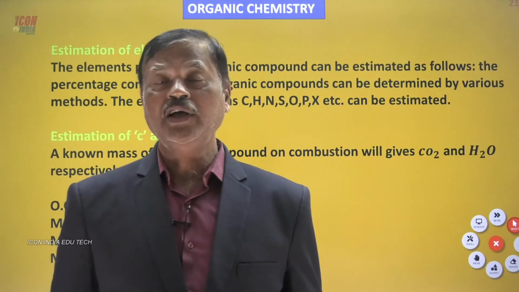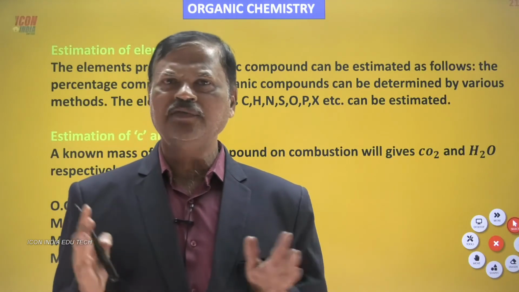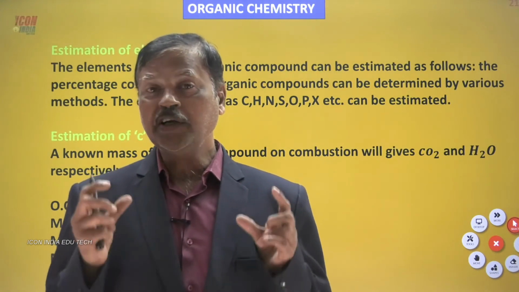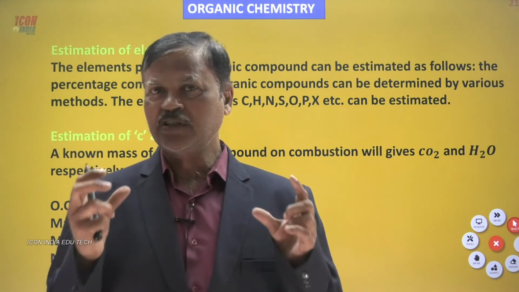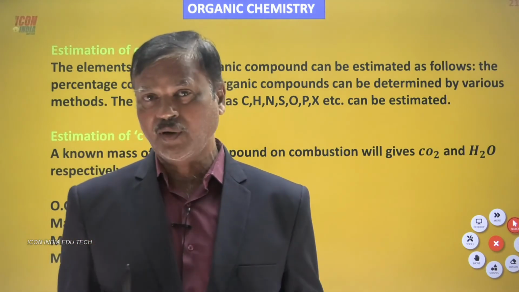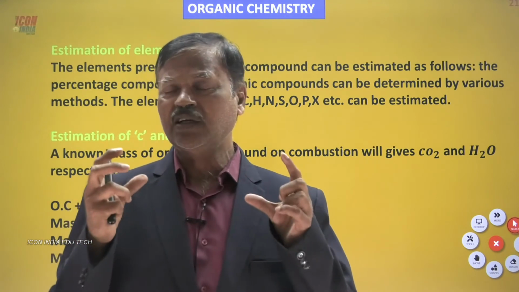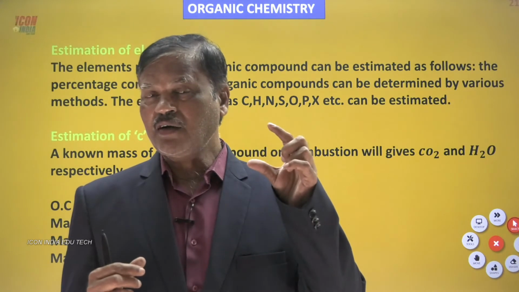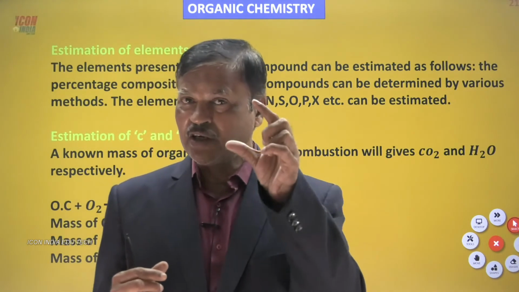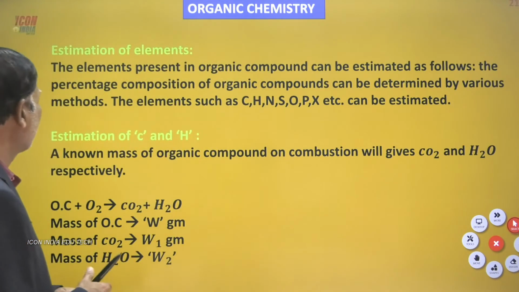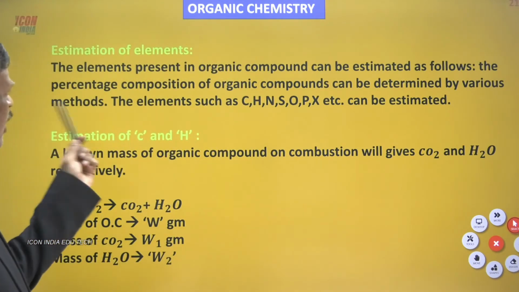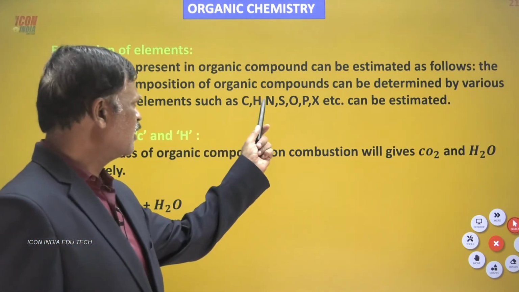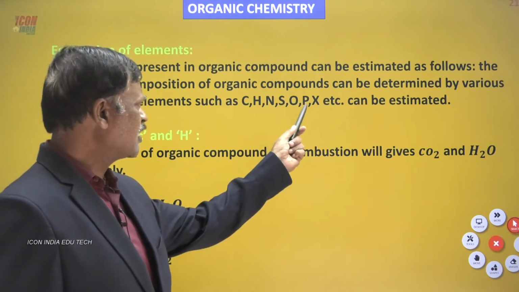So far we have done qualitative analysis, that is testing for elements present in the organic compound. Now we are going for quantitative analysis, that is estimation of elements present in the organic compound. Estimation of elements present in the organic compound means determining the percentage of each element present in the organic compound. Okay. Now we are going to determine the percentage composition of the compounds, that is percentage of carbon, hydrogen, nitrogen, sulfur, oxygen, phosphorus, halogens.